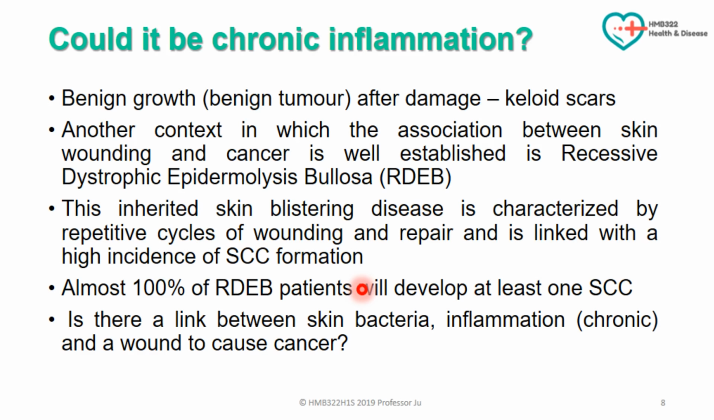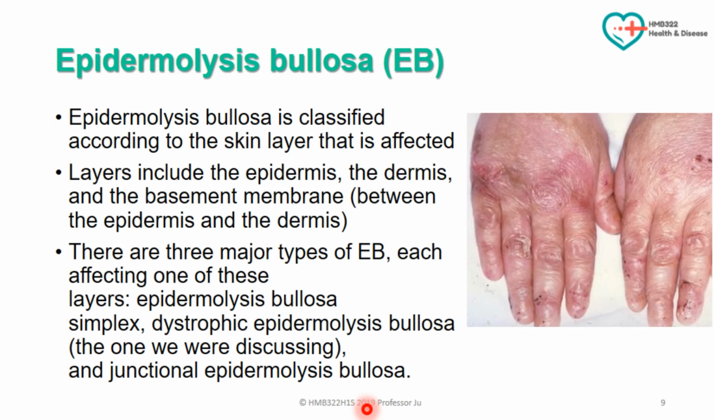This is also linked with a very high incidence of squamous cell carcinoma formation. Almost 100% of individuals with this genetic disease will develop at least one form of squamous cell carcinoma if they have this primary diagnosis. So again, there's a link, perhaps chronic wounding, maybe something to do with chronic inflammation, because individuals that have this chronic wound on their skin, often it's also inflamed. And could this somehow be linked to developing this skin cancer?